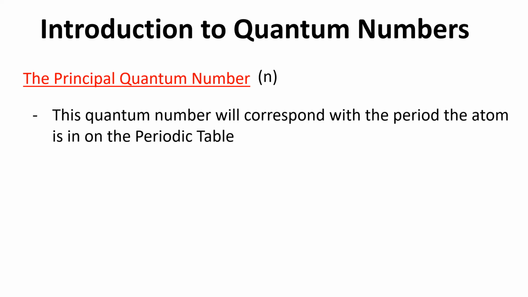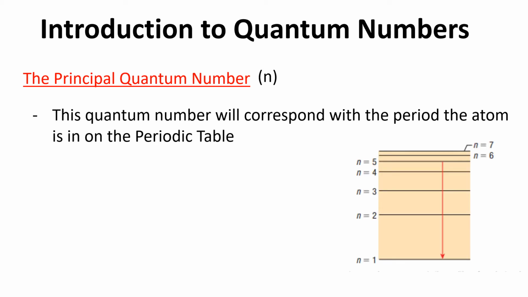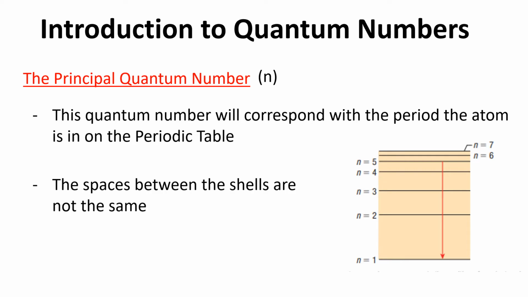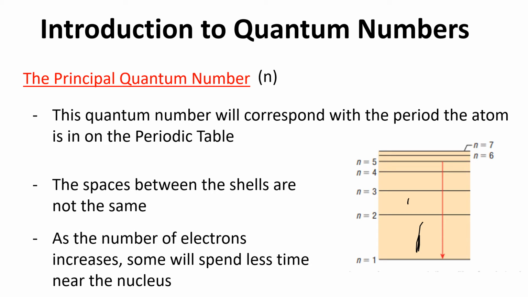Let's talk more about n here. So the quantum number will correspond with the period the atom is in on the periodic table. And so here's a possibility of something all the way up to existing in period 7. The spaces between these shells are not the same. You can see we've got a bigger space here than we do here. And as the number of electrons increases, some will spend less time near the nucleus. So they're just going to generally be less affected. So electrons up here aren't going to feel the pull of the nucleus quite as strongly.